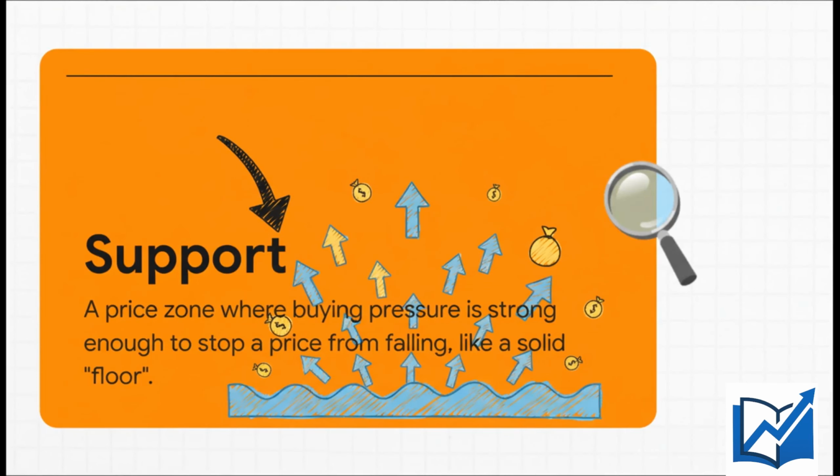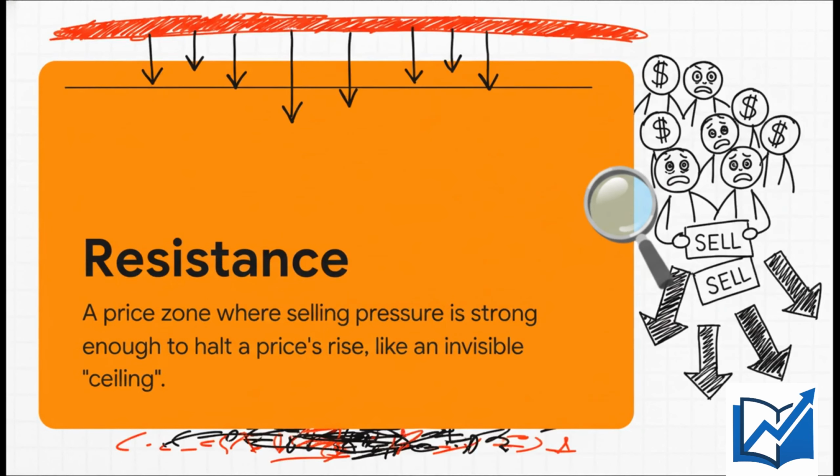First up is support. The easiest way to think about it is like a solid floor underneath the price. As the price drops and hits this zone, a whole bunch of buyers tend to wake up and say, hey, that's a good deal. They jump in, and that sudden buying pressure acts like a trampoline, often pushing the price right back up. And you guessed it, resistance is the exact opposite. It's like an invisible ceiling above the price. As the price climbs higher and gets near this zone, sellers start thinking, maybe it's time to take some profit. They start selling, and that pressure can stop the rally dead in its tracks.